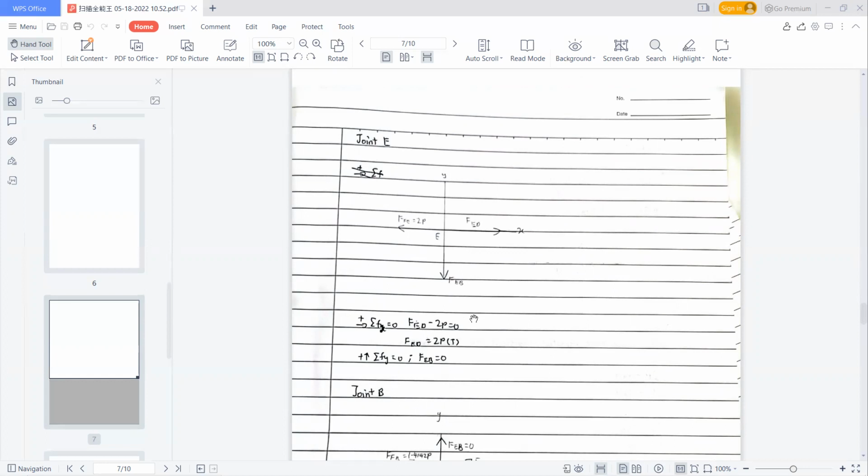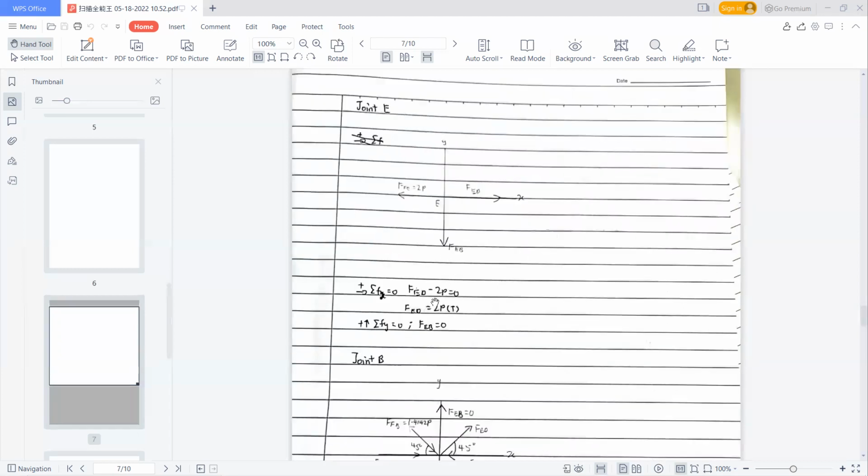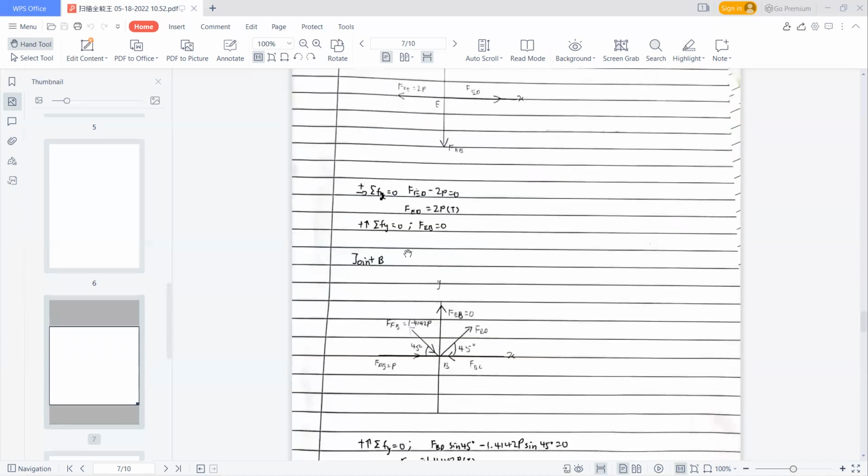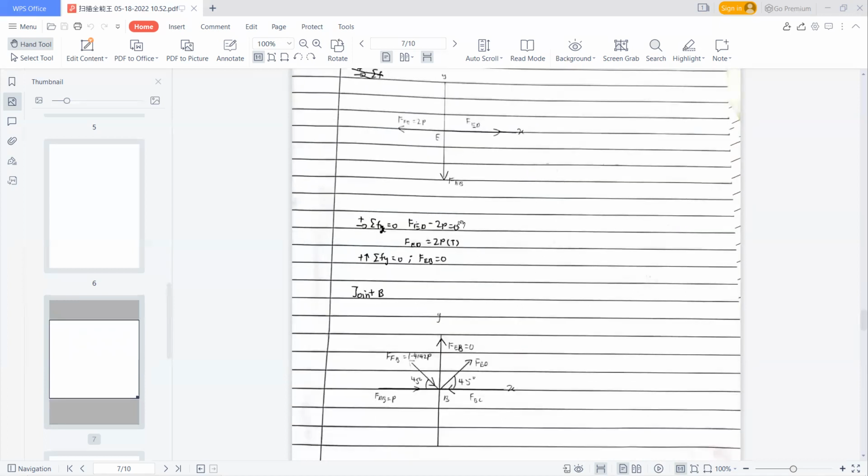So for joint E, it will be easier. Since we know that the force at FE is equal to 2P, we get to find the force for ED and force for EB. So for joint E, force for ED is equal to 2P for the tension. So sum of Fy equal to 0, so automatically the force for the EB is equal to 0.